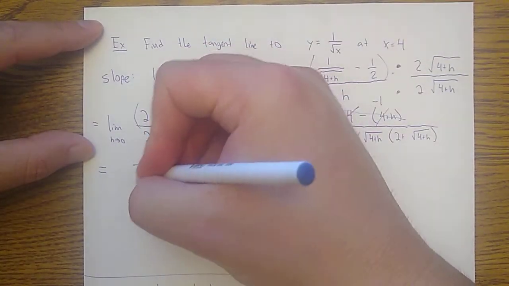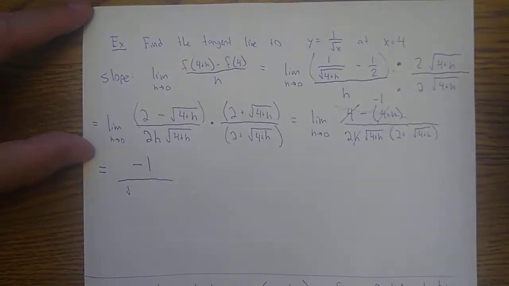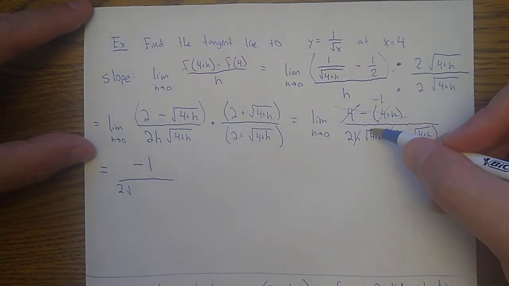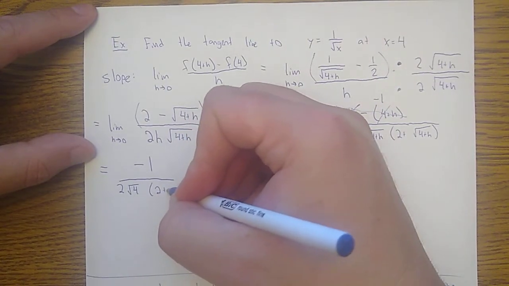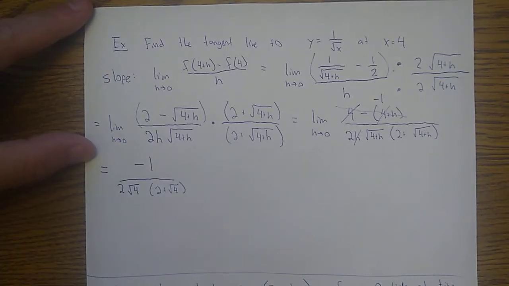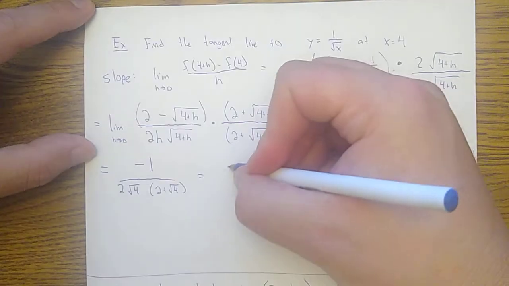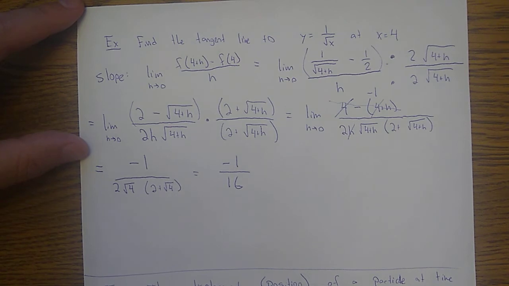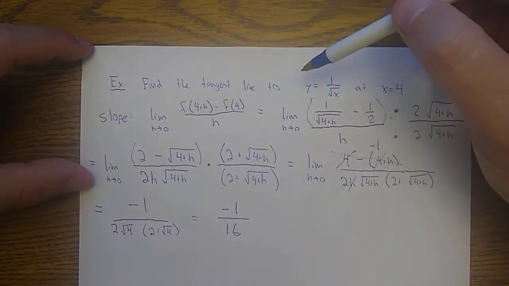So what do I have? On the top, it's just negative 1, like we discussed. On the bottom, there's still this 2. This h is gone. This would now just be square root of 4, because I'm putting in 0 for h. And this would be 2 plus square root of 4. And then, of course, square root of 4 is 2, so here I've got 2 times 4, which is 16. Okay, so after all that, this is the slope of the tangent line.